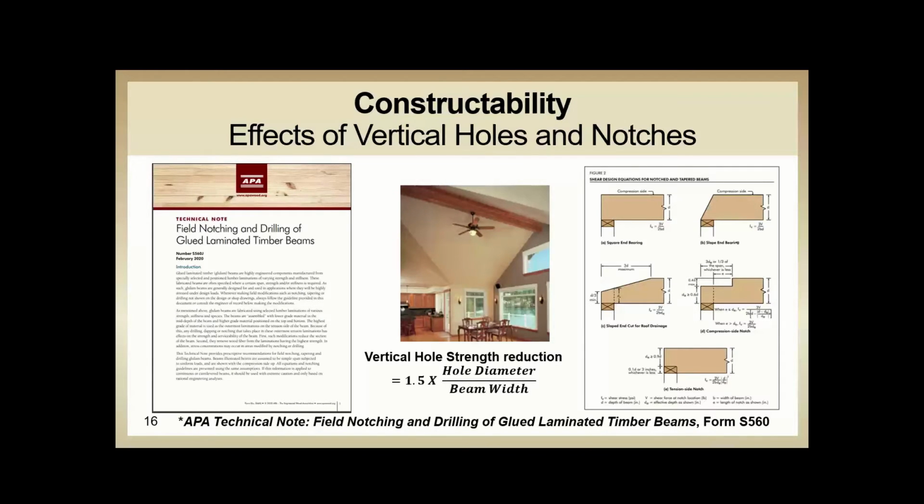Recall the beauty of wood. We talked about that with Glulam. Everybody wants to put that Glulam ridge beam up there. Unfortunately, everybody wants to put a ceiling fan up there too. Within this document, APA provides guidance on the drilling of vertical holes through the member as well. The specifier should just keep in mind that vertical holes drilled through the depth of the beam cause a reduction in the capacity, so your engineer should check it. Basically, it's proportional to the ratio of 1.5 times the diameter of the hole to the beam width.